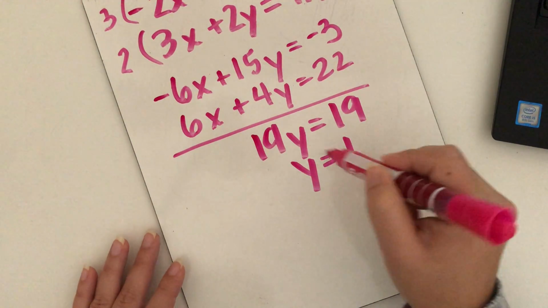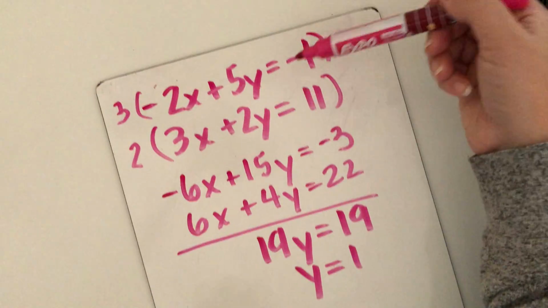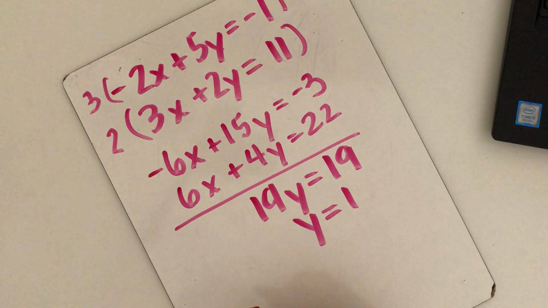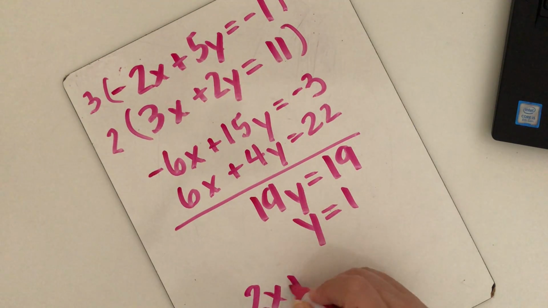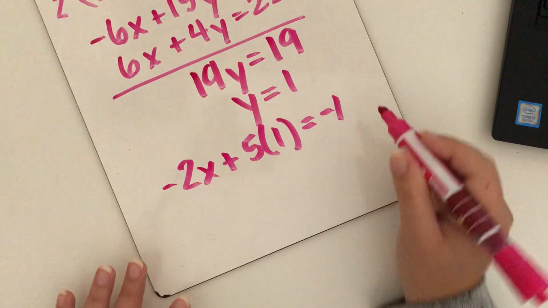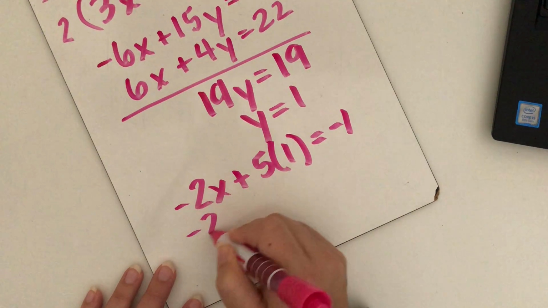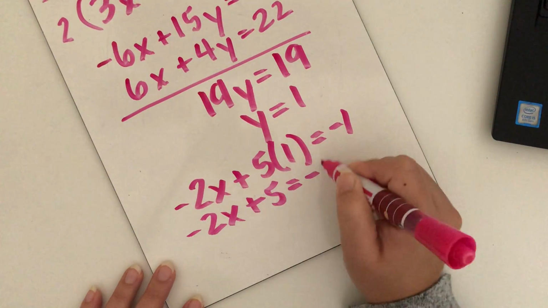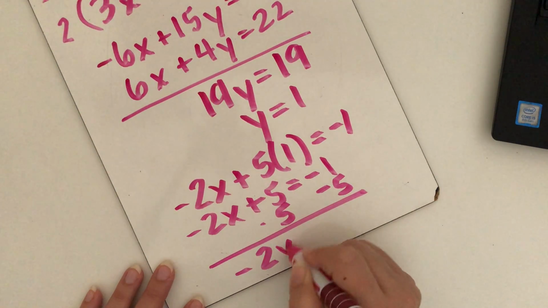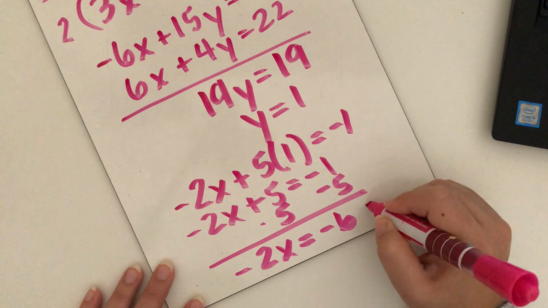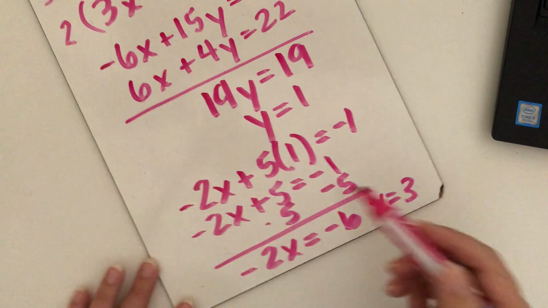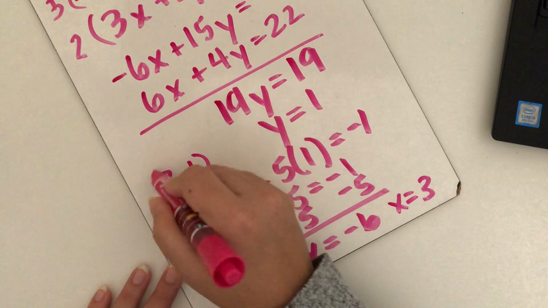Easy. Now I'm going to take that y and plug it into one of my original equations. Not the ones that I've multiplied, the original ones. So I'm going to take the first one. I have negative 2x plus 5 times 1 equals negative 1. Okay? I multiply those, and it gives me 5. Subtract 5, and negative 2x equals negative 6. And x equals 3, because a negative divided by a negative is going to give me a positive. So that means that my solution is (3, 1).